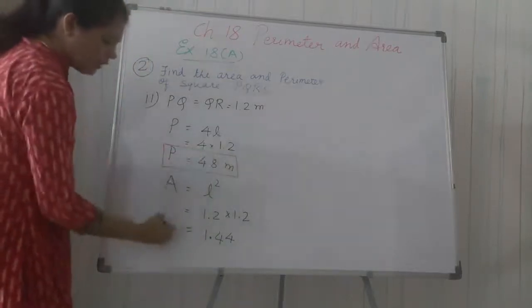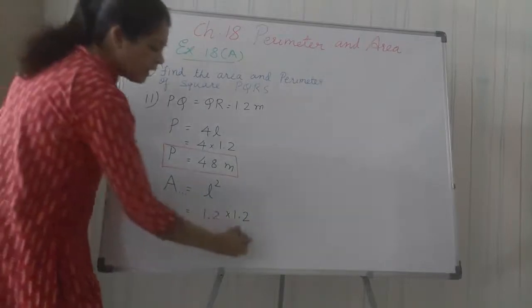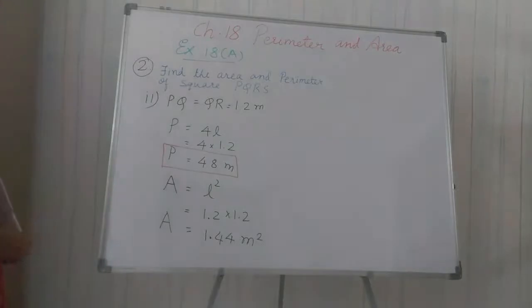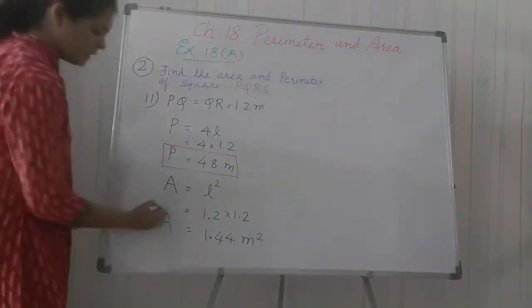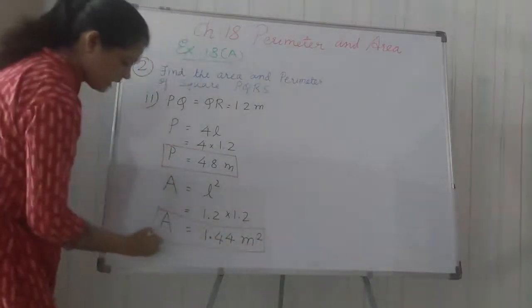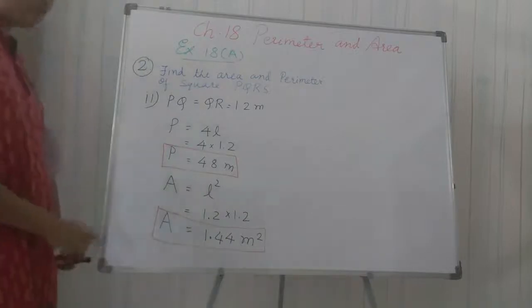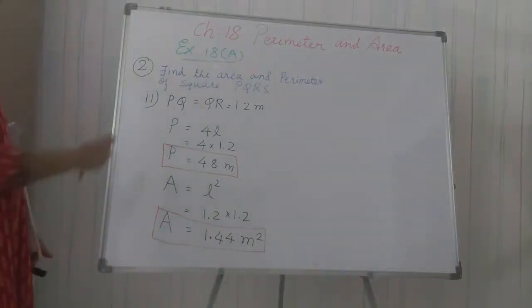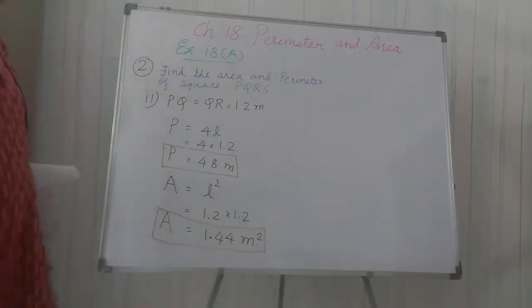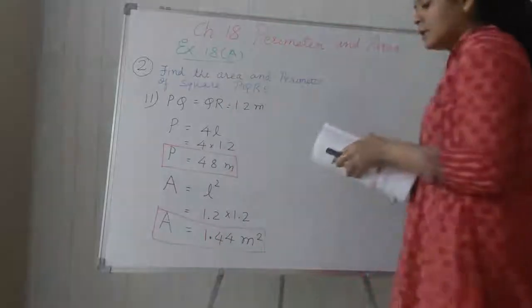And as you know, area we calculate as square meter or meter square. So this is the answer. Question number 2, second part here. The final answer, the area of the square is 1.44 meter square. So same way, students, using the same formulas, you have to solve question number 1 like this. Now question number 3.